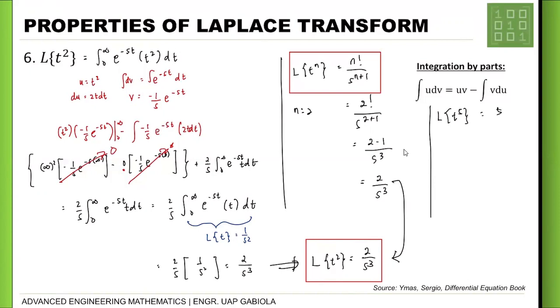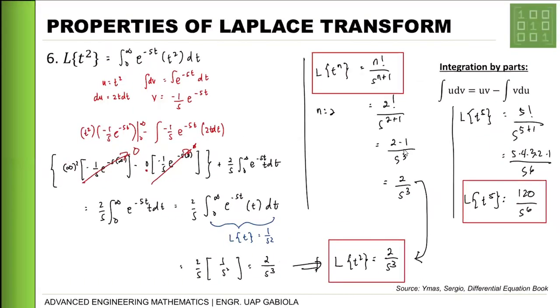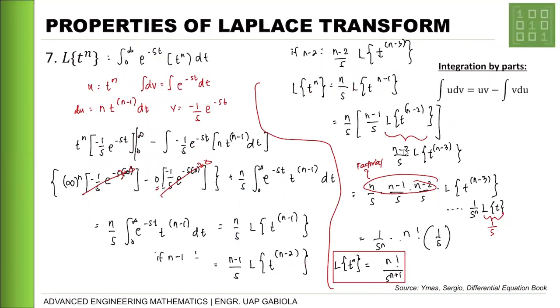So kung halimbawa naman, next is na tayong L{t^5}. So applying that, 5 factorial all over s^(5+1). So that will be 5 times 4 times 3 times 2 times 1 all over s raised to 6, or 5 times 4 is 20 times 3 is 60 times 2 is 120, times 1, so 120 over s raised to 6. So without even calculating it using integration or integral formula, we can simplify the given problem using yung ating property na na-derive from the seventh property. Okay? So ito yung isa sa mahalagang property natin for Laplace.